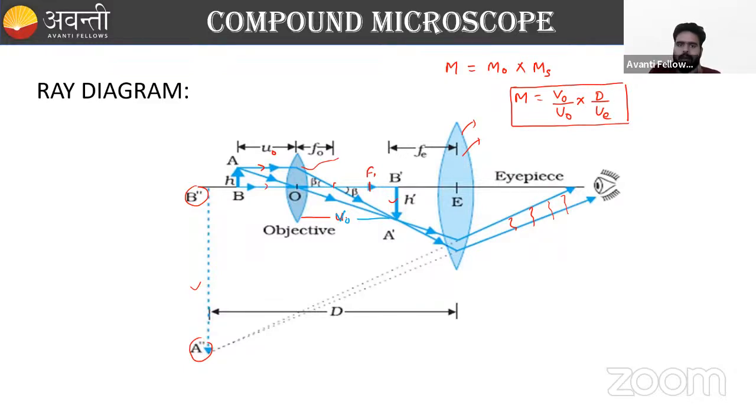Correct. Now we are going to consider two cases. So let's consider case one. Case one is when the final image is formed at the near point.